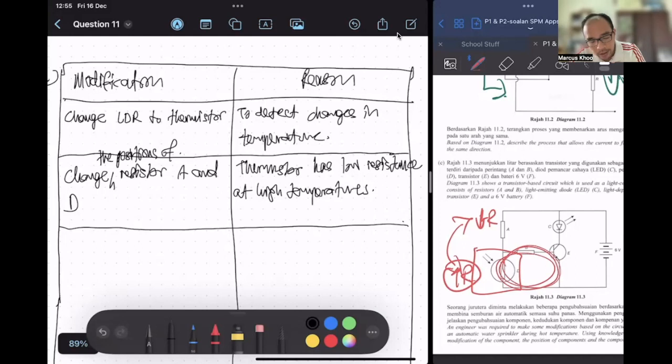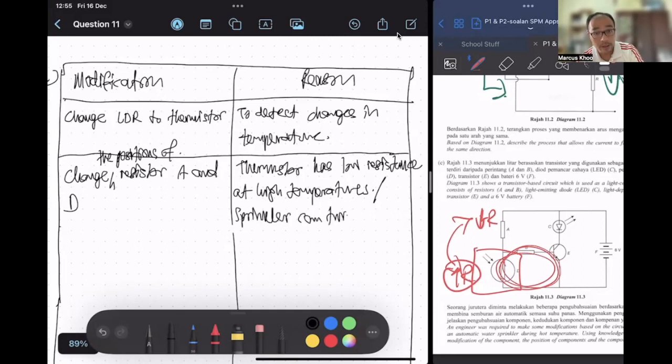Okay, another possible reason you can put for this, let me rub this off first. Another possible reason, if you don't want to use that reason, is the sprinkler can turn on during hot temperatures, which is the reason that was given in the question earlier. Okay, the sprinkler can turn on during hot temperatures.